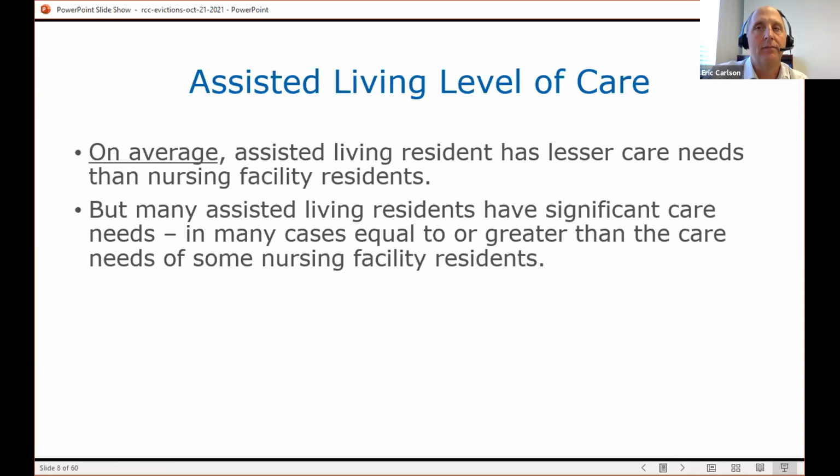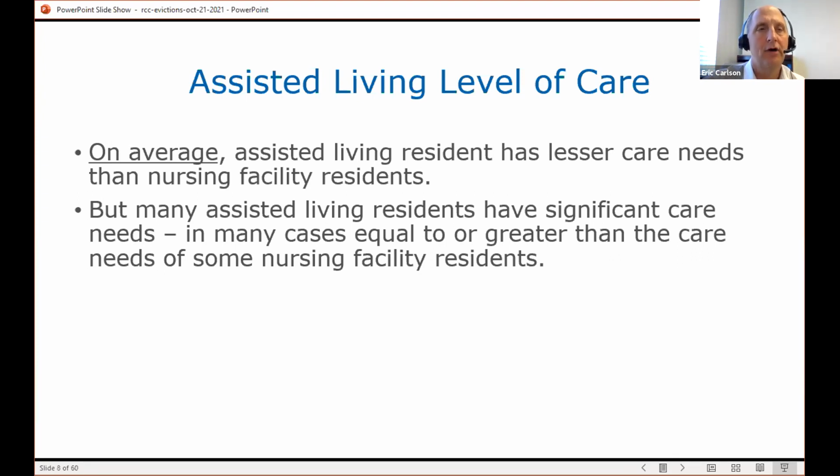There's more variability now. Maybe 10 years ago, you could look at someone and say conclusively that this person is appropriate for a nursing facility and this person is appropriate for assisted living. That is less true now because you may instead look at a resident and say, well, this person could live in some assisted living facilities or maybe could live in a nursing facility instead.